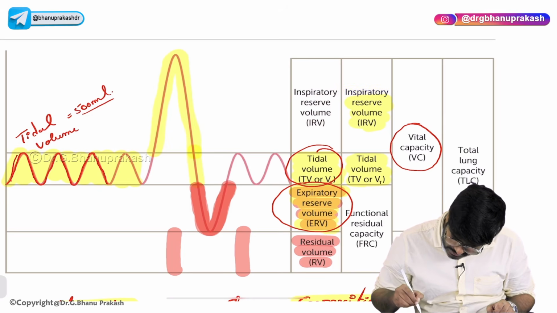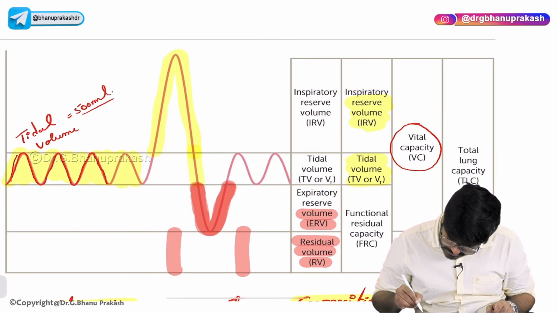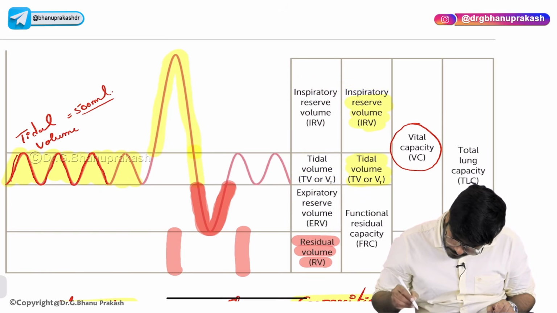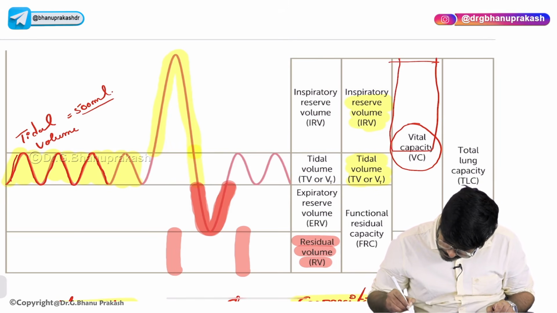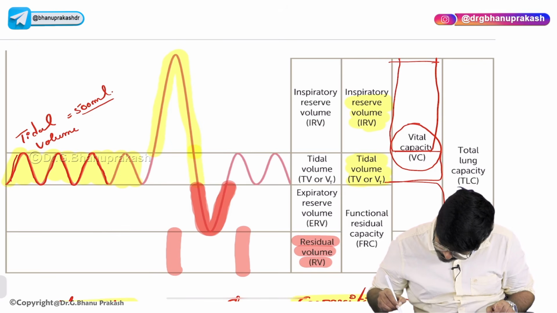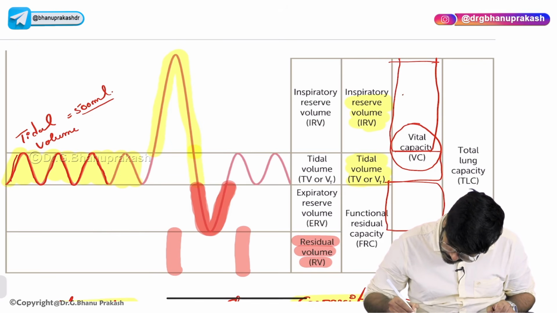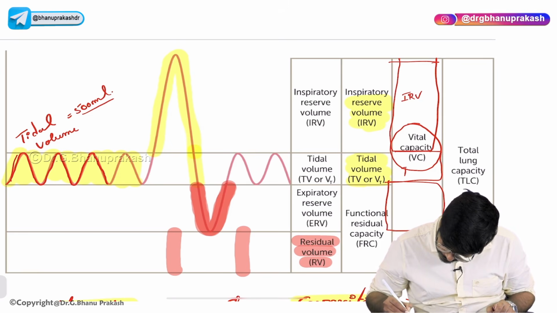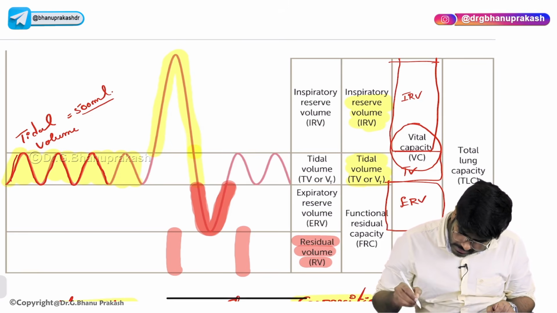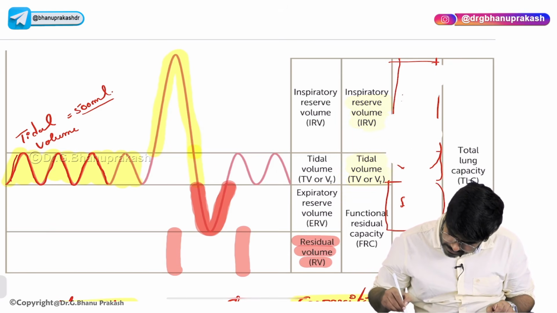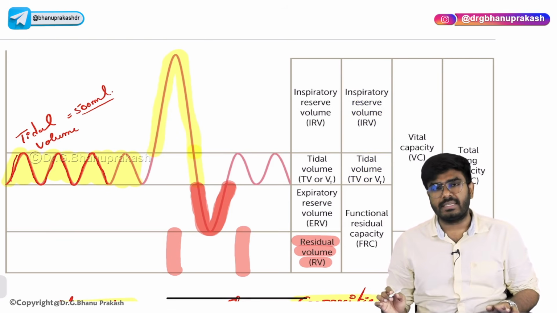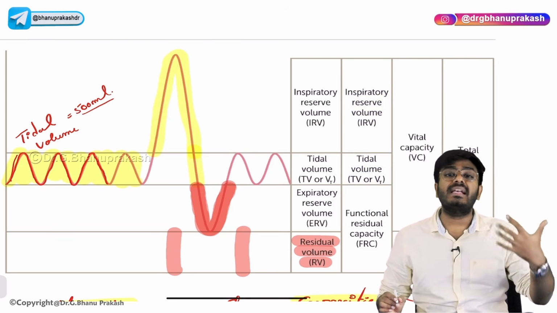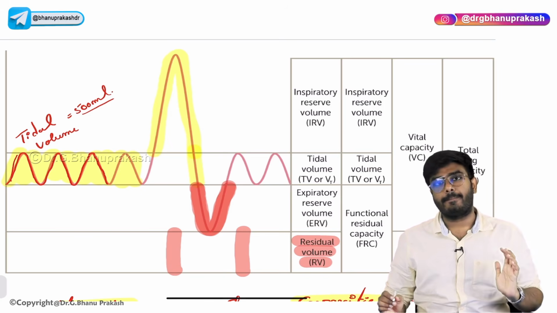See the first three boxes, the first three boxes here I am showing you. This is the area of the first box, this is the area of the second box and this is the area of the third box. So here I am writing inspiratory reserve volume, tidal volume and expiratory reserve volume. The sum of these will give you vital capacity. So vital capacity is nothing but maximum how much you can exhale.